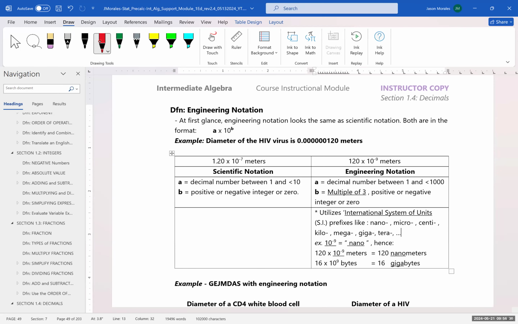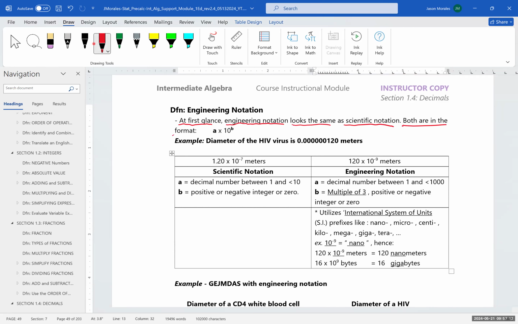Okay, while we are on the topic of scientific notation, there's a slight flavor difference with another type of notation called engineering notation. Engineering notation is commonly used across all the sciences, and you've probably seen it almost in your daily life and maybe not recognized that you were seeing it. All right, so what is engineering notation? At first glance, engineering notation looks the same as scientific notation.